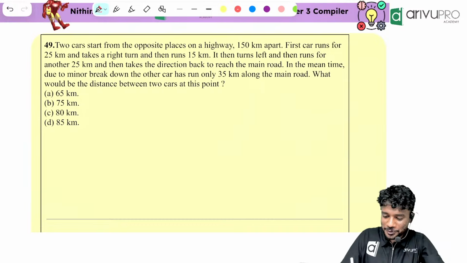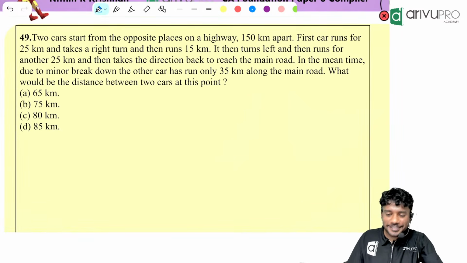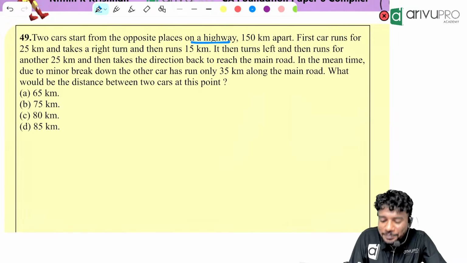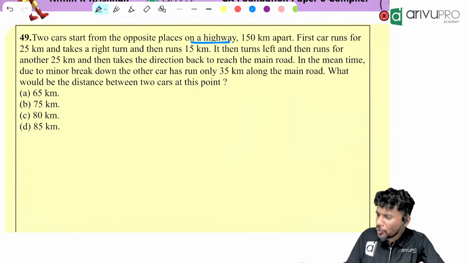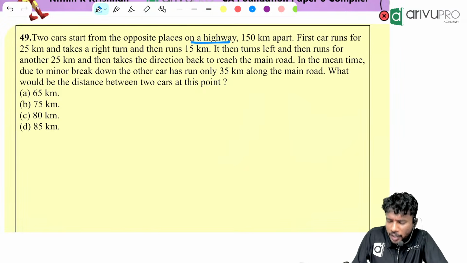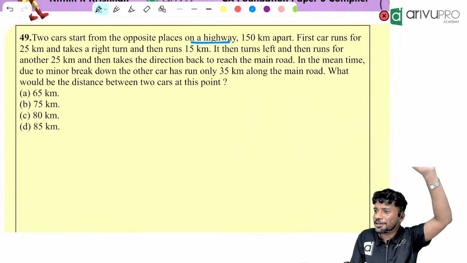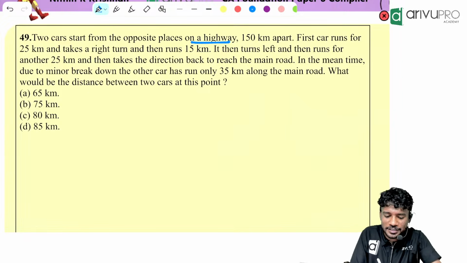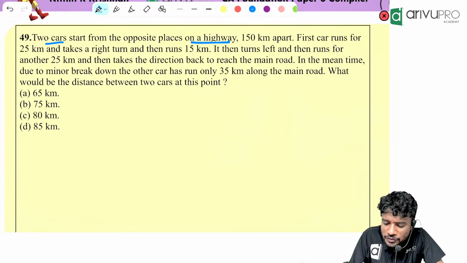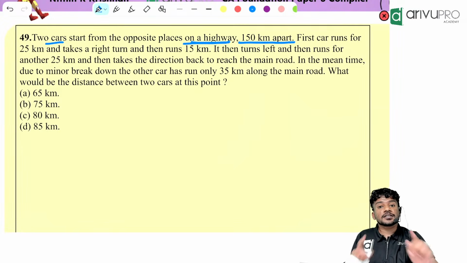Okay, now 2 cars starting from opposite places on a highway. So what do you mean by that, people? Opposite places means they are apart, just like our A and B question, which were 200 meters or 200 kilometers apart. Same like that. What is given? 2 cars start from opposite places on a highway 150 kilometers apart.